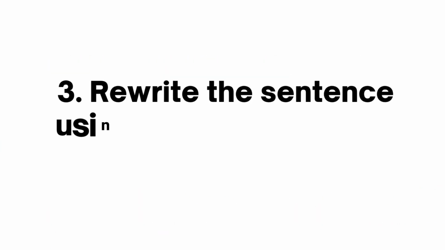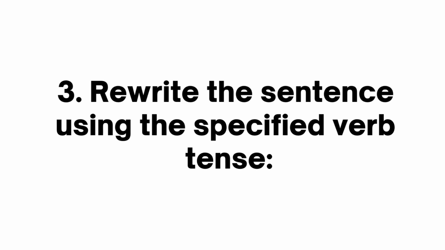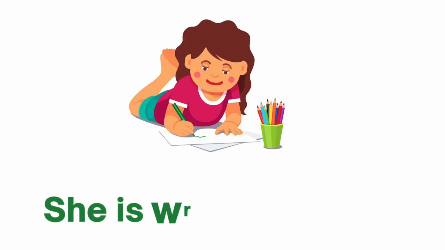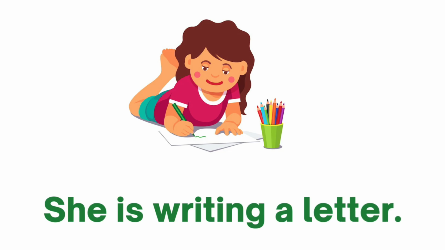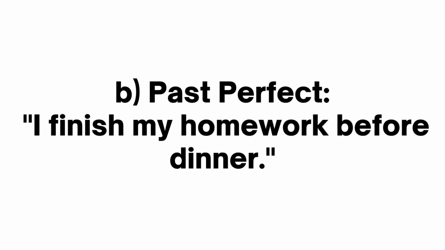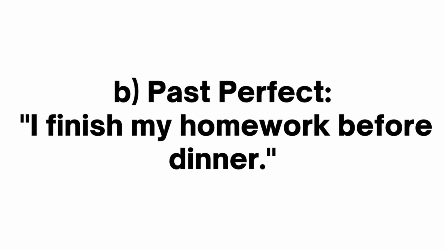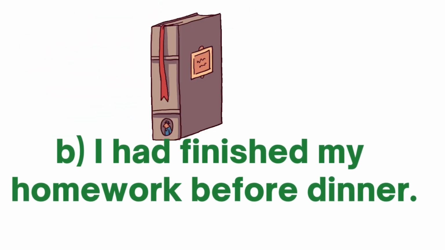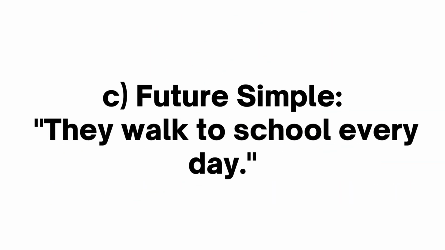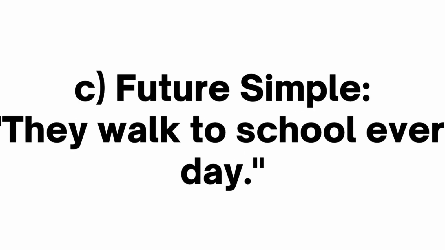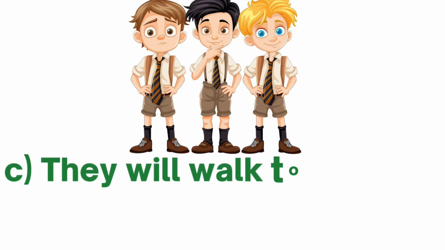Three. Rewrite the sentence using the specified verb tense. A. Present continuous. She writes a letter. She is writing a letter. B. Past perfect. I finish my homework before dinner. I had finished my homework before dinner. C. Future simple. They walk to school every day. They will walk to school every day.